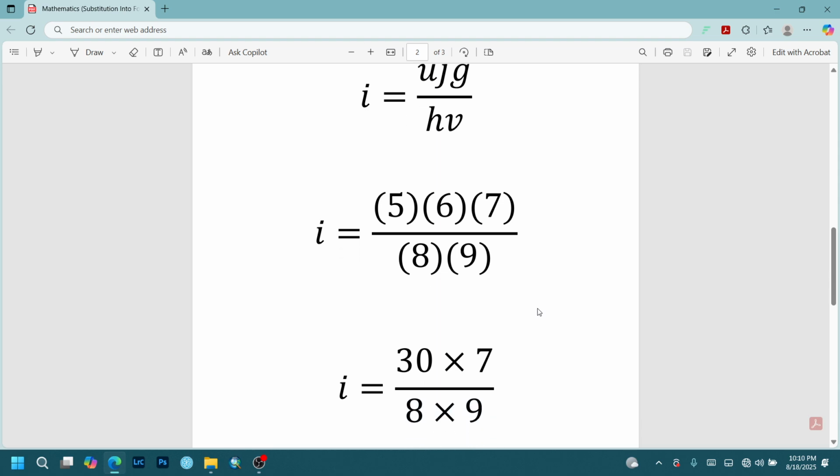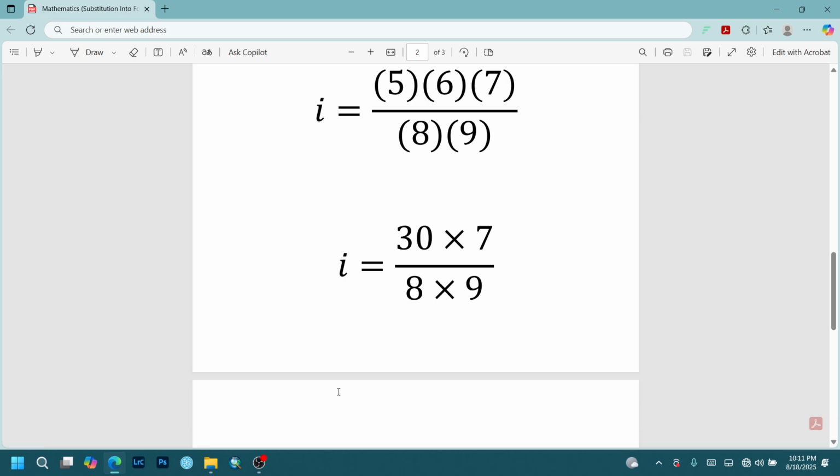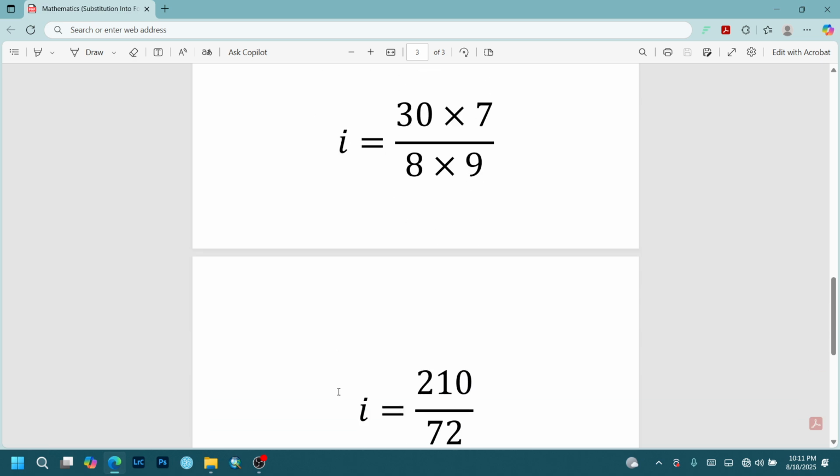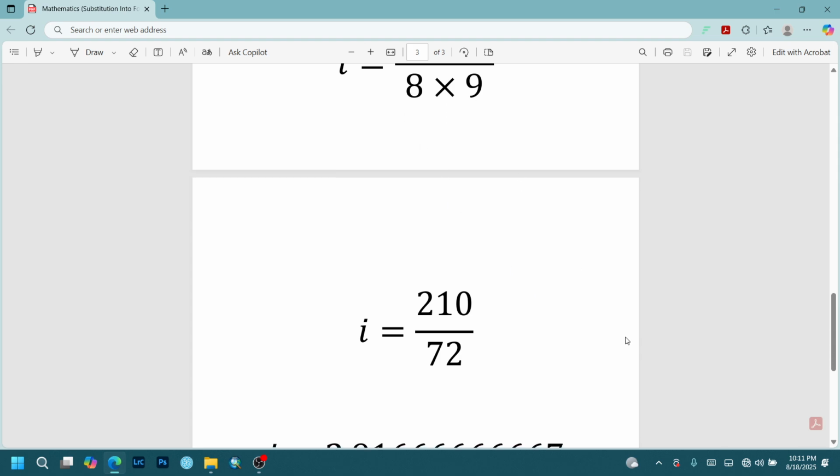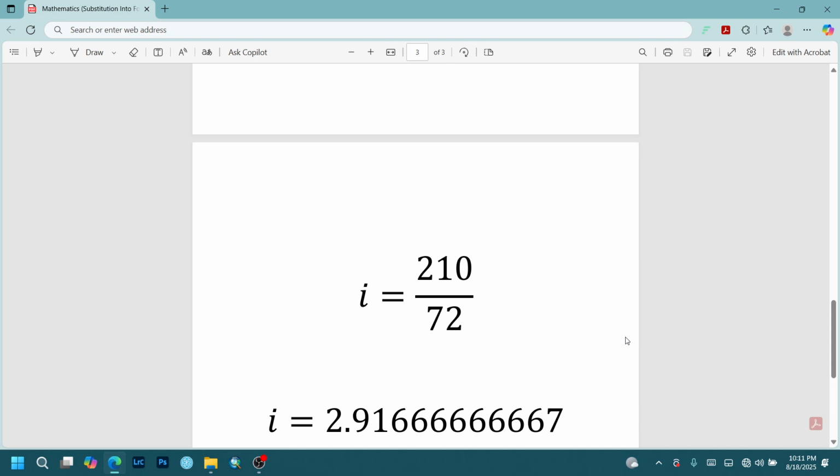So our I is going to be 5 multiplying 6 will give you 30, right? And 8 multiplying 9 will give you 8 times 9. So we are going to have our I to be the fraction 30 multiplying 7 out of 8 multiplying 9, okay? So simplifying further, we are going to have our I to be 30 times 7 will give us 210, and 8 times 9 will give us 72. So we are going to have our I to be the fraction 210 over 72.